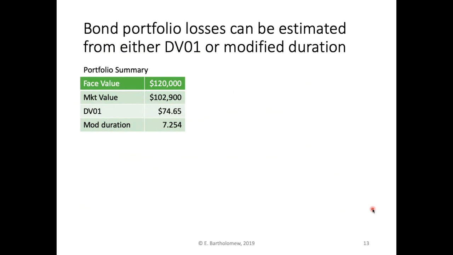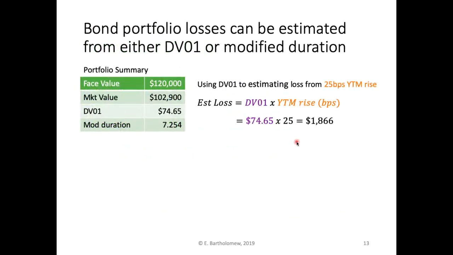So bond portfolio losses can now be estimated from either DV01 or modified duration. We saw how it was done with DV01. Just to review that, we see it here. We take the DV01 for the portfolio, 7465 times 25, for example, and we get 1866. This is estimating the loss from a 25 basis point rise.